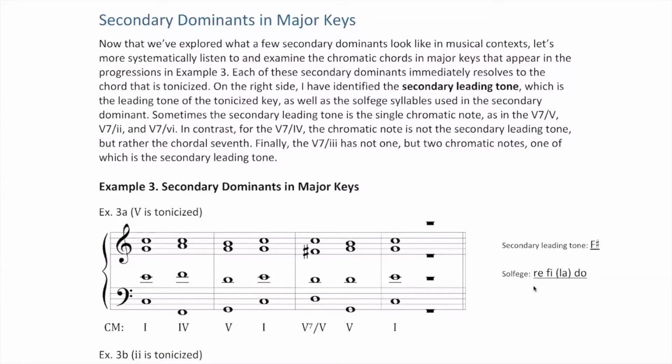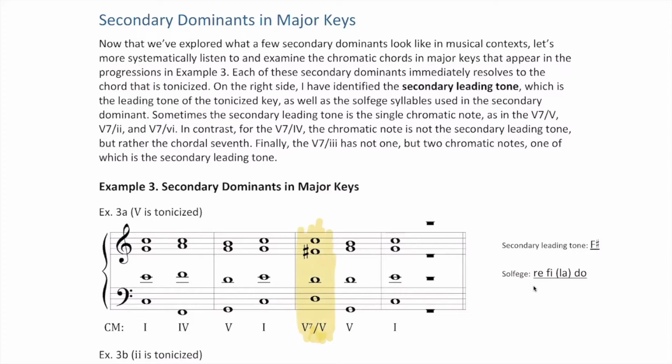To get the most out of this video, you'll want to take a look at the secondary dominants guide that I posted on Moodle. I'm looking in particular at example 3, which is on page 3 of the PDF. There are 5 different secondary dominants we can encounter when we're in major keys. These are outlined in example 3. Looking at example 3a, we see the 5/7 of 5 in this example.